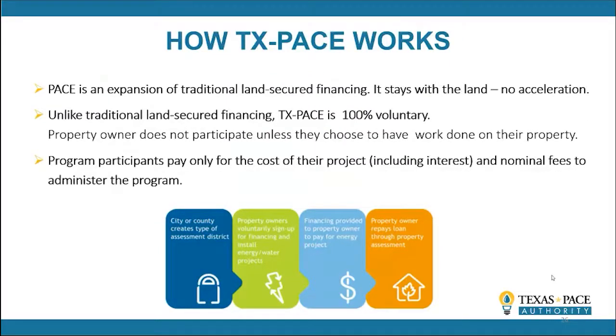So how does PACE work? As we've talked about, the state-enabled legislation allows the city or the county to create a PACE region. Property owners then sign up for the financing and install their energy and water improvements. The financing is provided to the property owner by the private capital provider to pay for the projects. Then the property owners repay the loan through the property assessment, but in Texas, it actually goes directly to the capital provider.